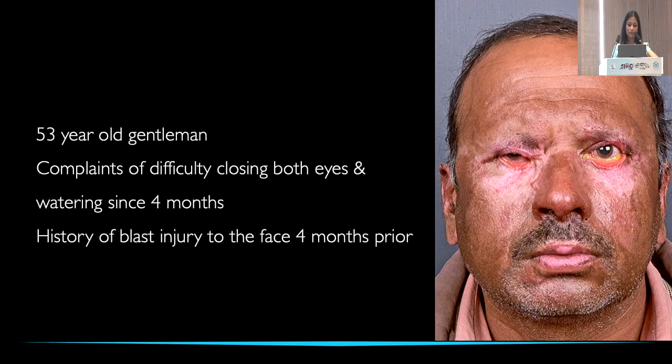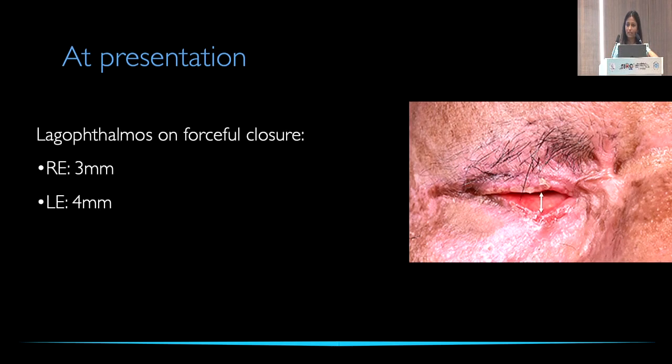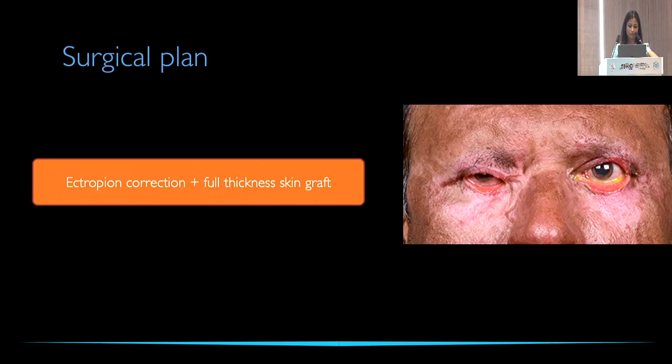This is a case of a 53-year-old gentleman who had a history of blast injury to the face 4 months prior to presentation. He had difficulty closing eyes, and he had watering since the past 4 months. So he had skin hypopigmentation, scarring, bilateral shortening of the anterior lamellae, bilateral cicatricial ectropion with complete lower eyelid tarsal eversion, and right medial canthal webbing and bilateral loss of eyebrow hair. He also had significant lagophthalmos on both sides. The surgical plan was ectropion correction with full thickness skin grafting.